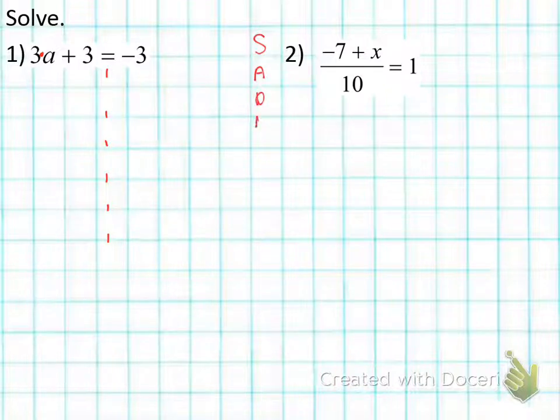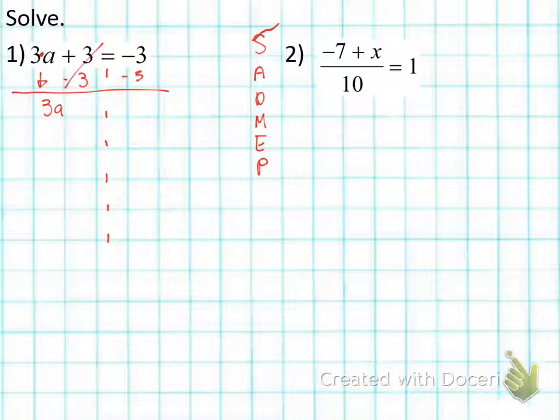Going down this list, I ask myself, are there any subtraction signs by the A? No. So I cross out the S. Next, are there any addition signs by the A? Yeah, there's a plus 3. What's the opposite of plus 3? Minus 3. So you go minus 3 on each side. Then you have to be really careful here. 3A we didn't touch, so we bring that down. 3A. Positive 3 minus 3 is 0, so it cancels out. Bring down the equal sign. Negative 3 minus 3 is negative 6.